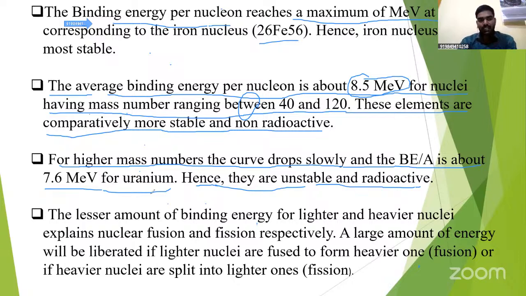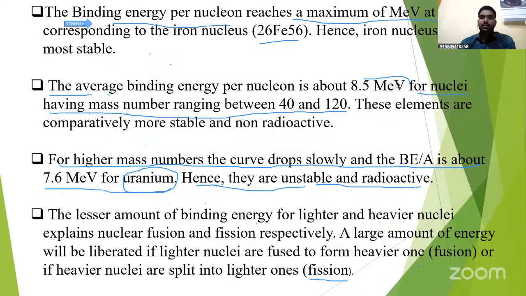If you go for the example of uranium, uranium is a large nucleus and it is split, giving lighter ones, by the process of fission. So you just see that there will be a large peak observed at the iron nucleus, which is the maximum.